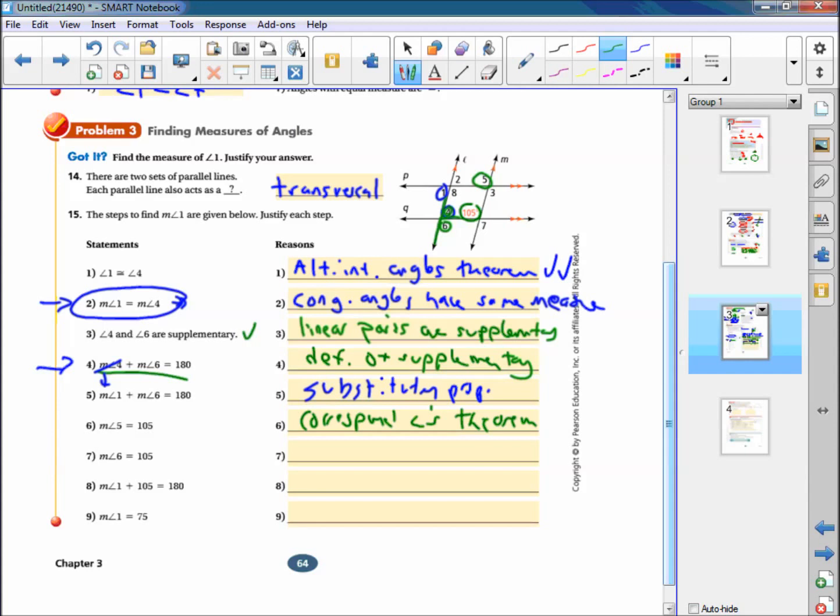Okay. And then the measure of angle 6 is 105. Let's take a look at 6 and 105. So here's 6, and here's 105. They're in the interior of these two lines, and they're on alternate sides. So this is our alternate interior angles have the same measure. Okay, so alternate interior angles theorem, again.